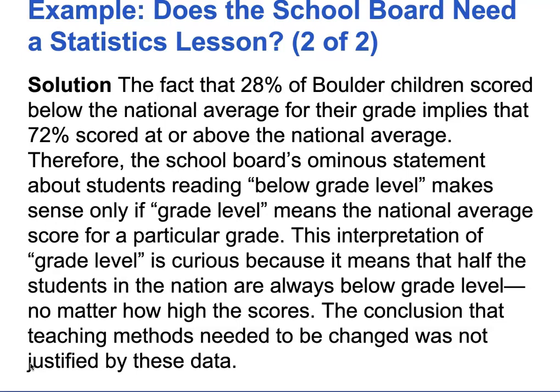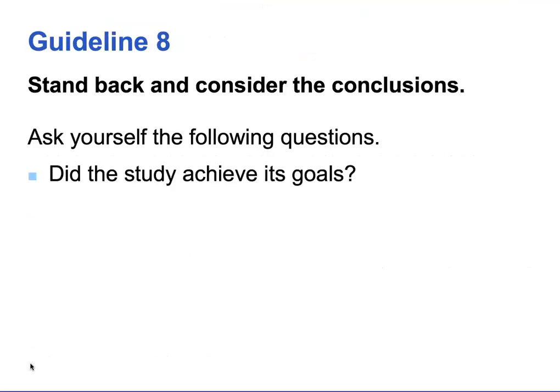The fact that 28% of the Boulder children scored below the national average for their grade implies that 72% scored at or above the national average. Therefore, the school board's ominous statement about students reading below grade level makes sense only if grade level means the national average score for a particular grade. This interpretation of grade level is curious because it means that half the students in the nation are always below grade level, no matter how high the scores. The conclusion that teaching methods need to be changed was not justified by this data. So they're completely jumping to conclusions with it.